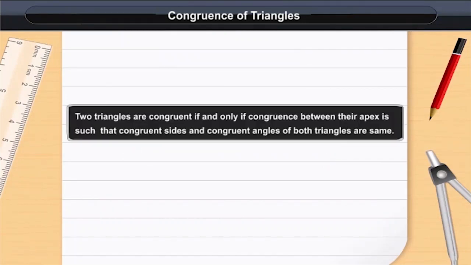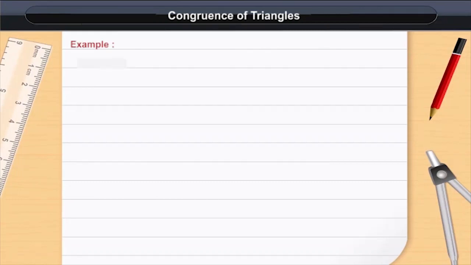Two triangles are congruent if and only if the congruence between their vertices is such that the congruent sides and congruent angles of both triangles are the same. Let's understand this with an example.